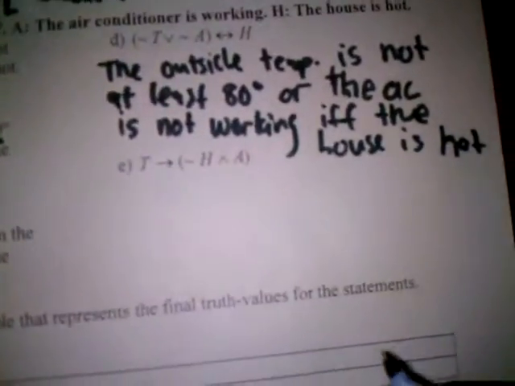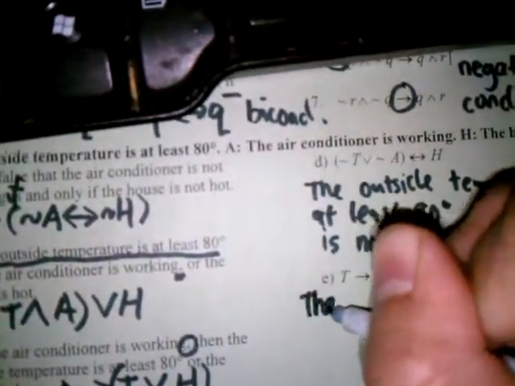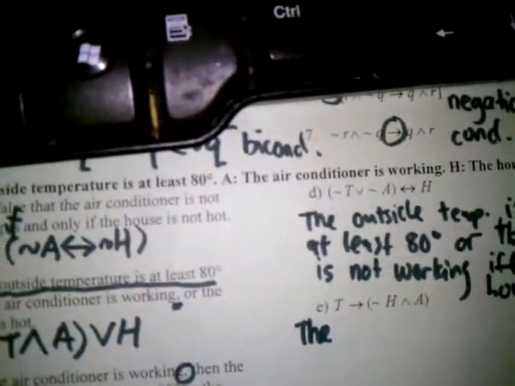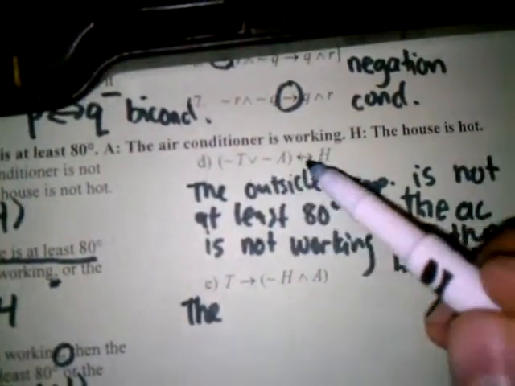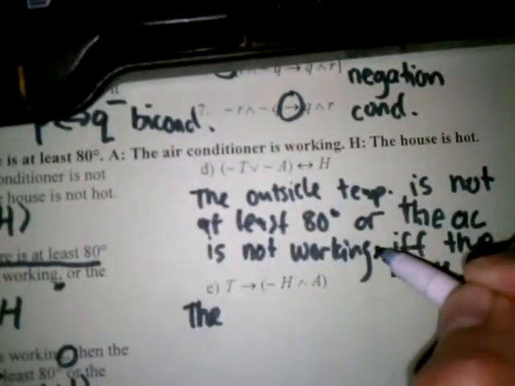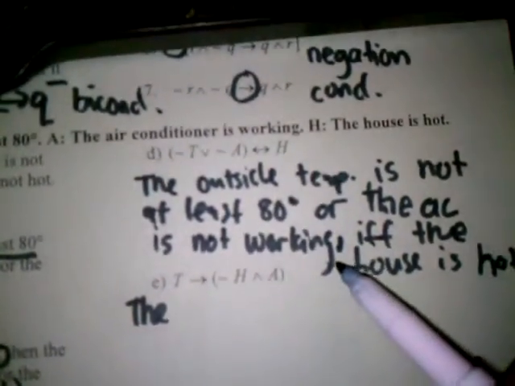Okay. So question E is given to us by T arrow negation H and A. So T in this case is again the outside temperature. Oh, by the way, for the previous question D, since we got parentheses, we have to put a comma in here. Now, since the parentheses is in the first two sentences, the comma is actually right after the second sentence, which is "not working" here.